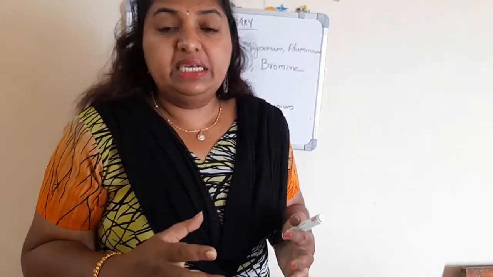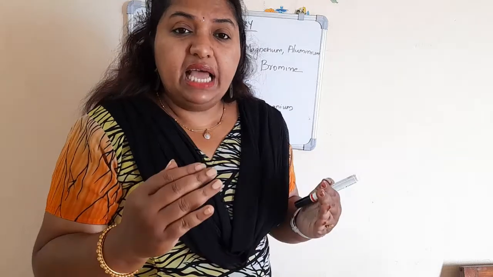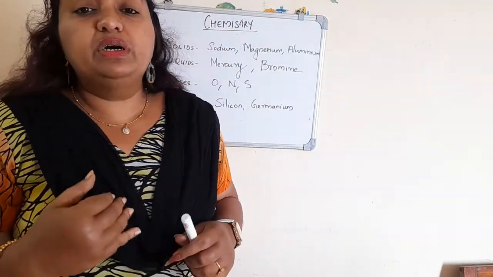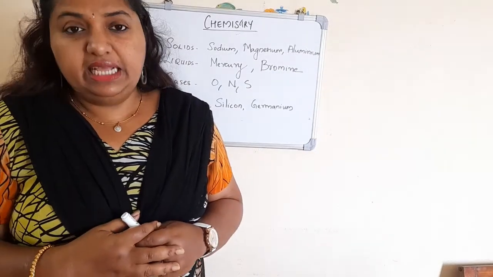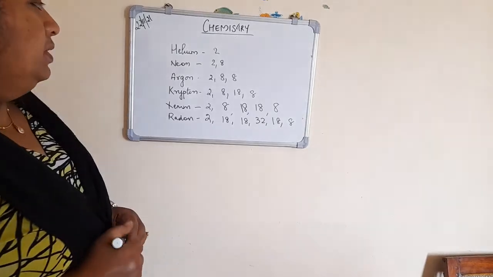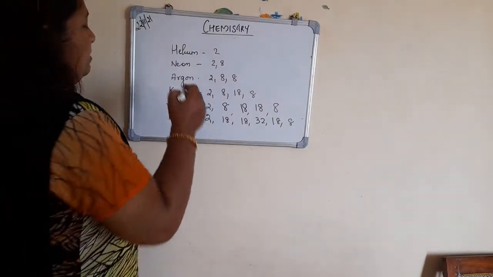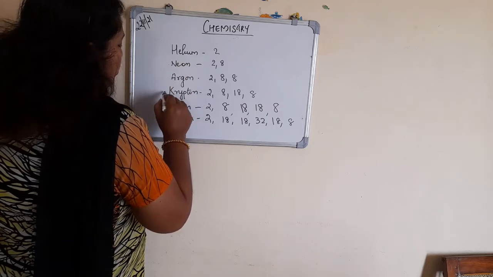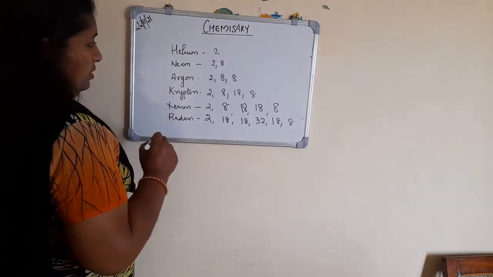So representative elements are those elements which are included in group 1 and group 2 and also from group 13 to group 18. These elements are known as representative elements. Now, here I have written some elements: helium, neon, argon, krypton, xenon and radon.